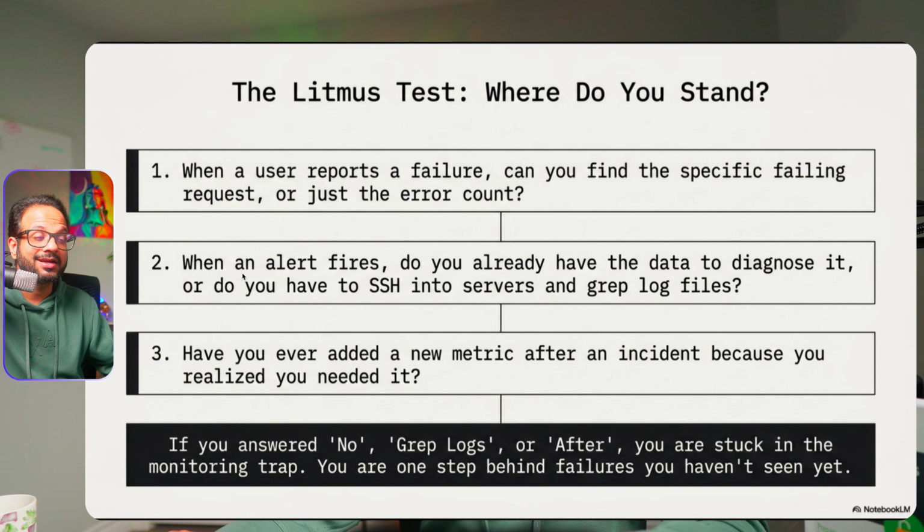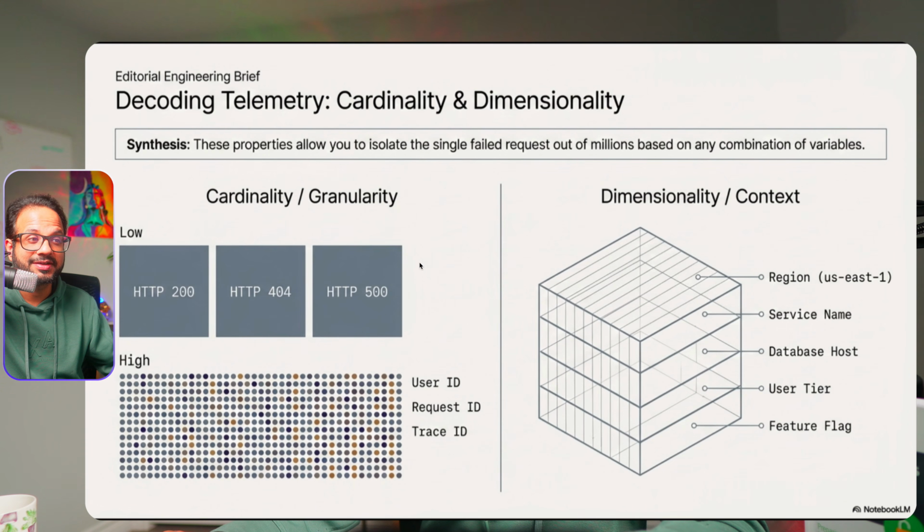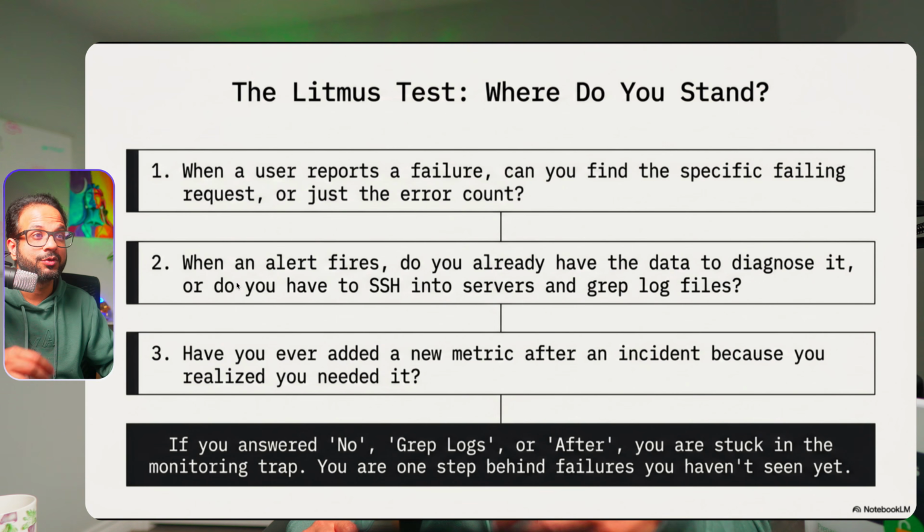The second is, when an alert fires, do you already have the data to diagnose it, or do you have to SSH into the server and grab log files? If your system failed, and you just get, let's say, error 404, but which user is it failing for? What was the request payload for that user? If you don't have it, that means you don't have enough data and you have to log into the server to get the logs and all other things.